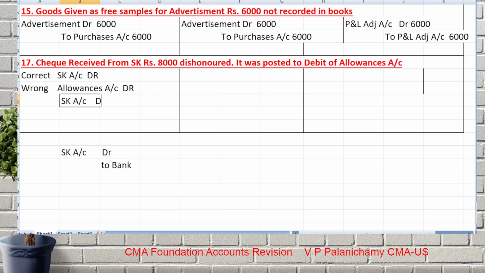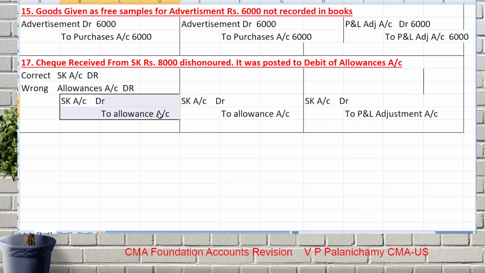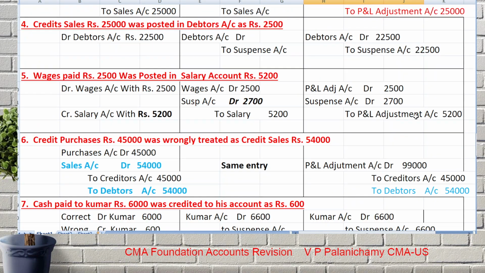SK account debit to which account? To allowances. If it is after final accounts, allowances is another nominal account, so it will be P&L adjustment. Amount is 8,000. Understood? Instead of debiting SK account, what did we do? We debited allowances account. So SK account debit to allowances account, before or after trial balance. After final accounts, what will you do? P&L adjustment account.